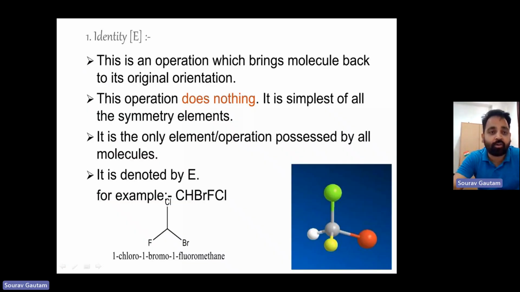So first of all, we are going to discuss identity. Capital E, the symbol is E. This is an operation which brings the molecule back to its original orientation. This operation does nothing. It is the simplest of all the symmetry operations. It is the only element or operation possessed by all molecules. It is denoted by capital E. For example, 1-chloro-1-bromo-1-fluoromethane, as shown in this figure.